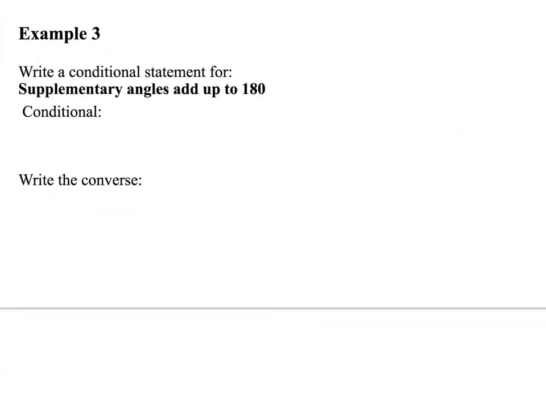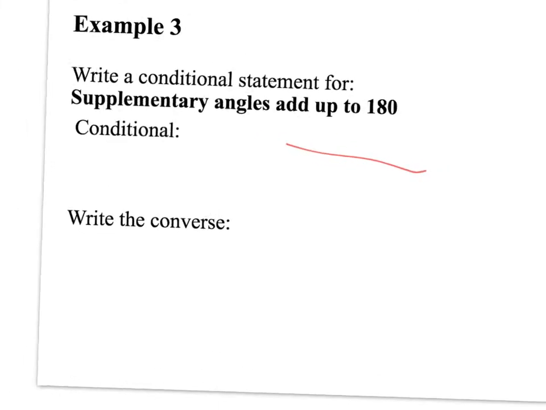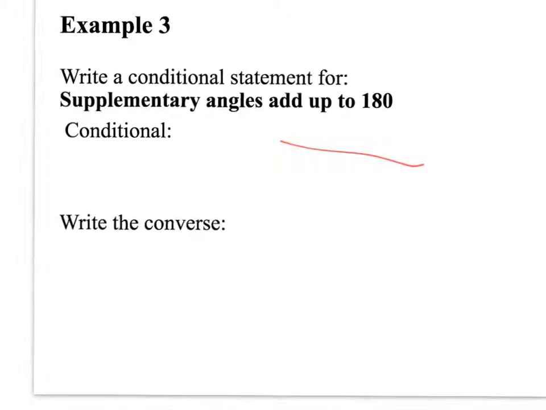All right. Example 3. On this one, they want you to write a conditional statement for supplementary angles add up to 180 degrees. Wait, let me erase this little line here. Oh, I thought there was the eraser.